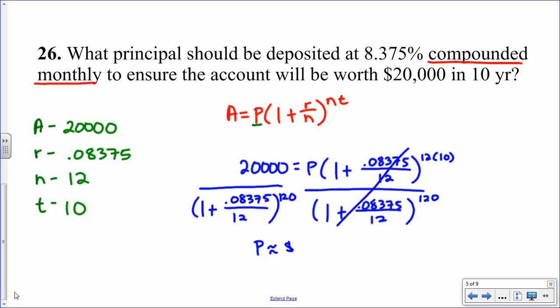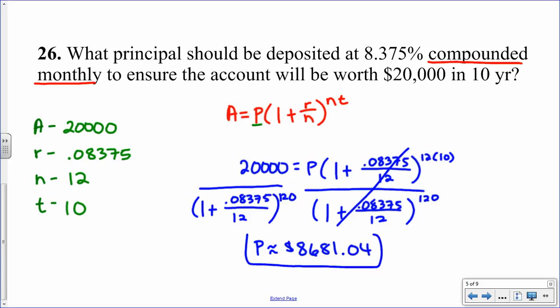Okay. So in the calculator, type in 20,000 divided by parentheses 1 plus 0.08375 divided by 12. Close your parentheses. Raised to the 120. I got 8,681.04. Right around the 2 decimal places. Everybody getting that?